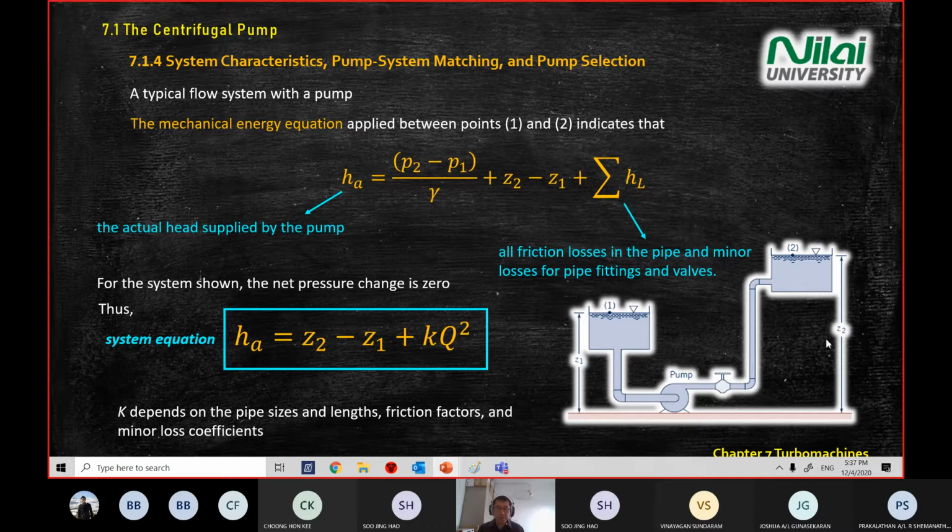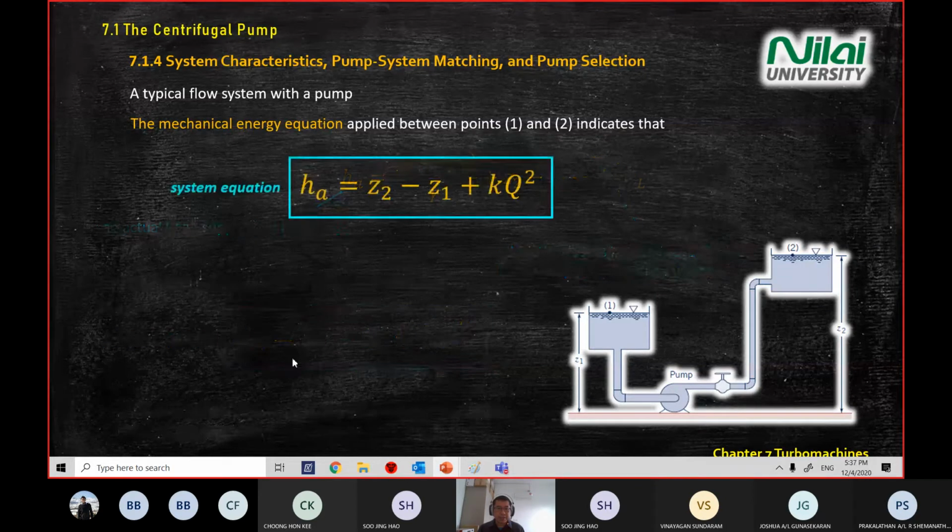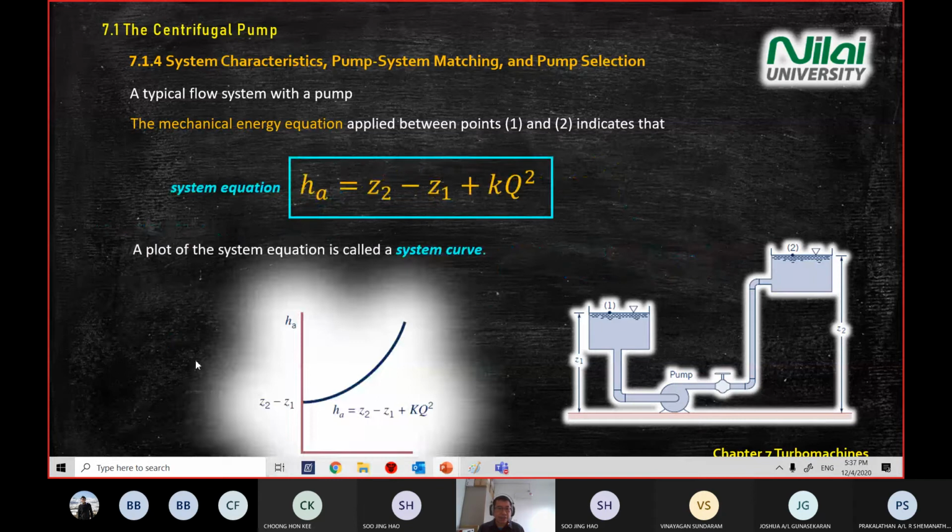So for example, in this case, you can calculate, or KL is given, right? Or Q is given. Z1, Z2 is given. So you can calculate the HA for the system, right? So this is the equation we use to calculate HA. Then we can plot the system curve. Why is the name system curve? Because we use a system equation.